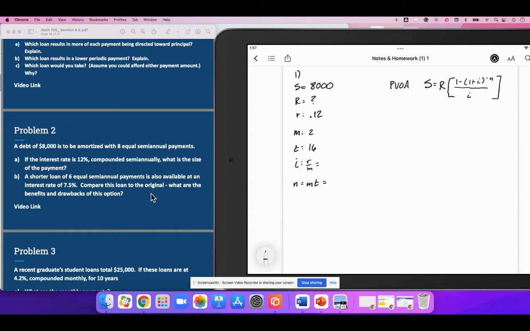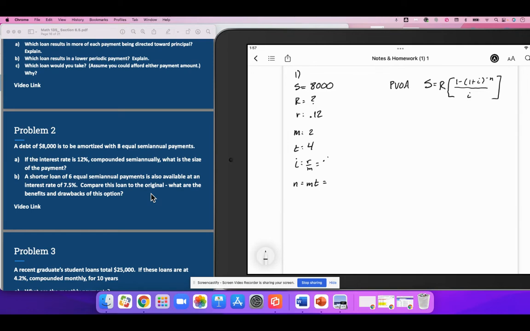Interest rate is 12%. M is going to be twice a year. It's going to take 8 equal semi-annual payments. It's going to take 4 years, not 16, Schlegel. You're doing that backwards. 8 payments, 2 a year for 4 years. What is the size of the payment going to be?